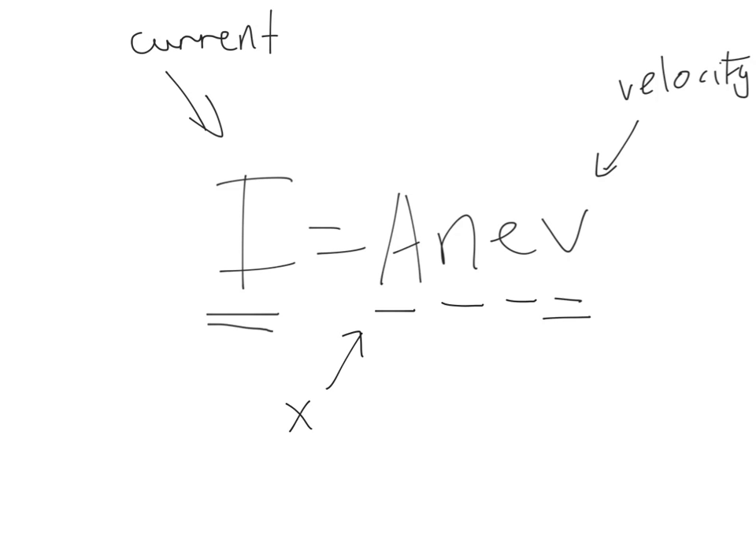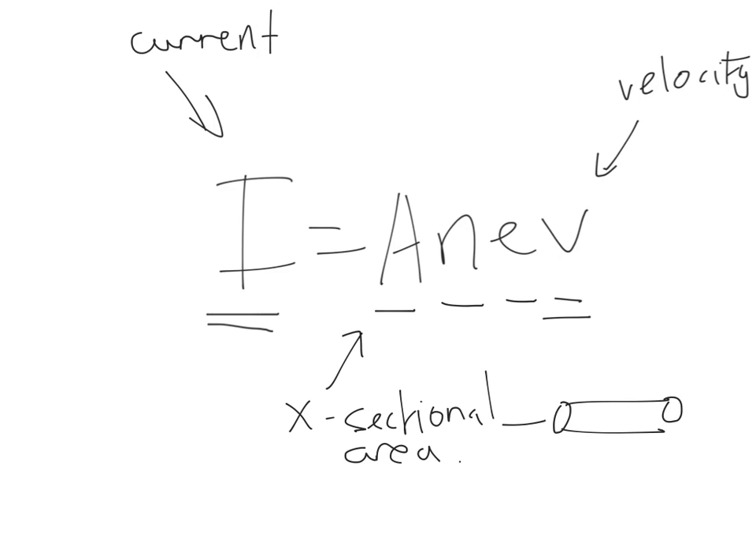So that's the cross-sectional area of a wire, and just to visualize that a little bit, that's that value right there. So any wire obviously is cylindrical, so you can expect the cross-sectional area to be pi r squared. Just to remember that there.